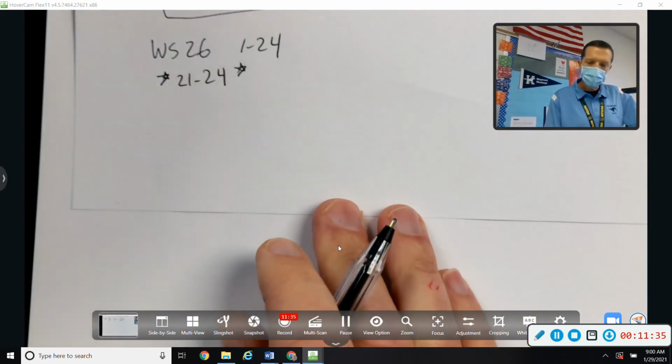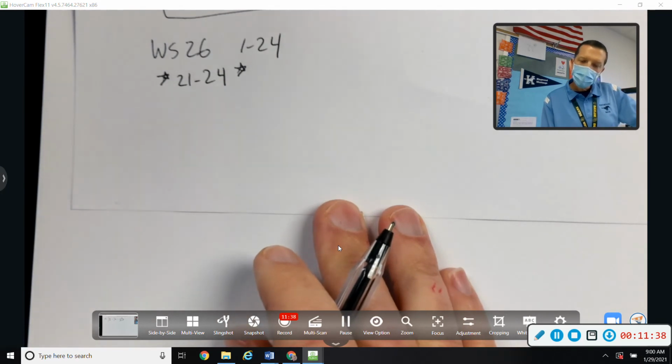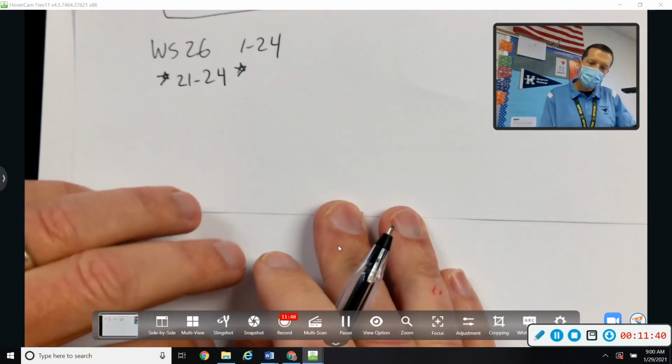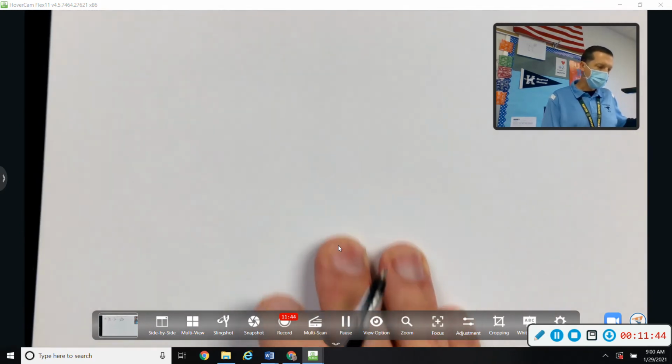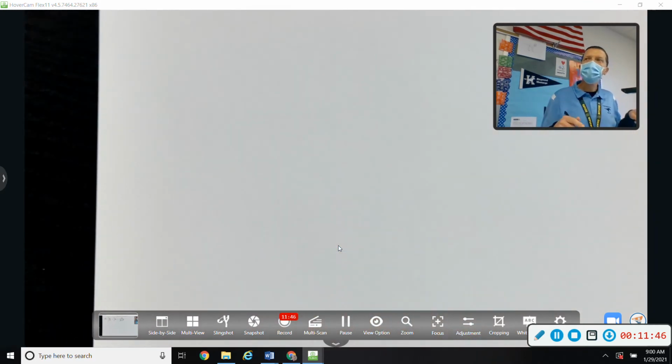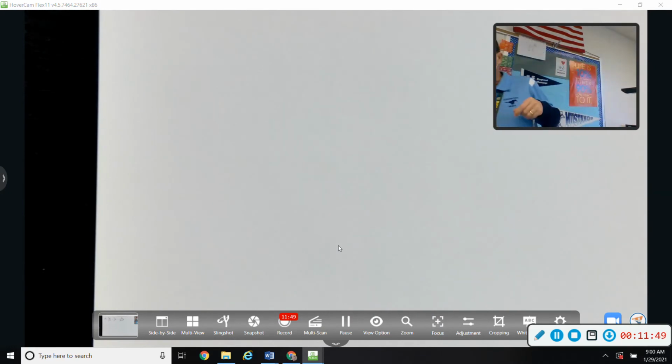So you know what? Let's do. So 21 is really similar to the one we just did. Let's do one of the others and see if we can figure out what is going on. Yeah, you already have this worksheet. It's in the packet that you got.